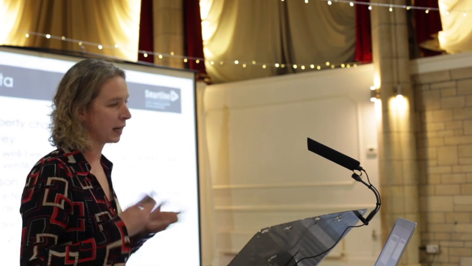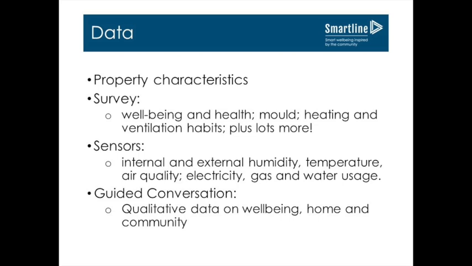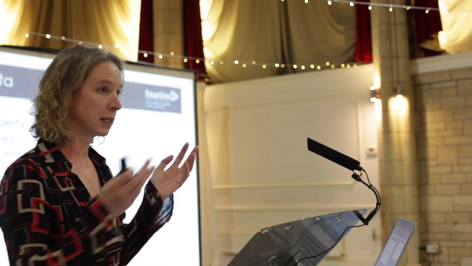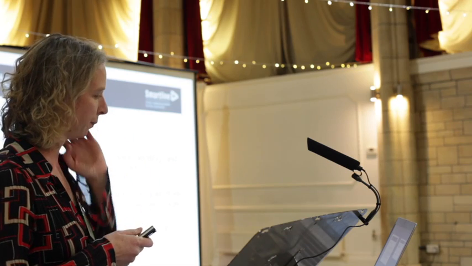So the Smartline data come from 300 homes across Cornwall. We have housing data, such as the type of property, whether it's a house or a flat and so on, the levels of insulation within the property and the type of heating that they have. We also have the survey data, including information about well-being and health of the occupants, whether there's mould in the property, their heating and ventilation habits, plus a lot more information from the survey.